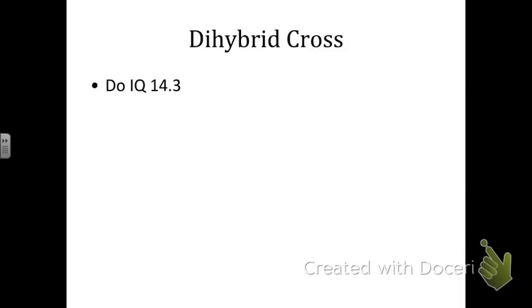This is video number 2 from chapter 11. In this video we're going to be covering dihybrid crosses and using probabilities to solve genetics problems.